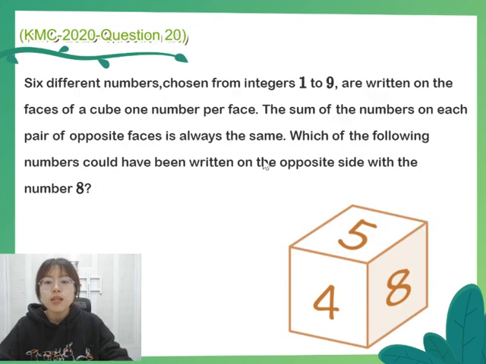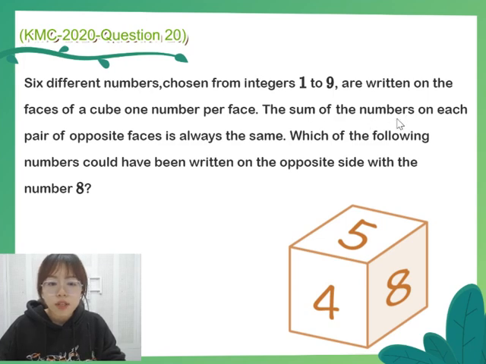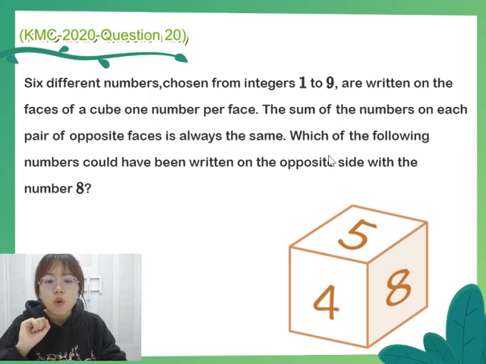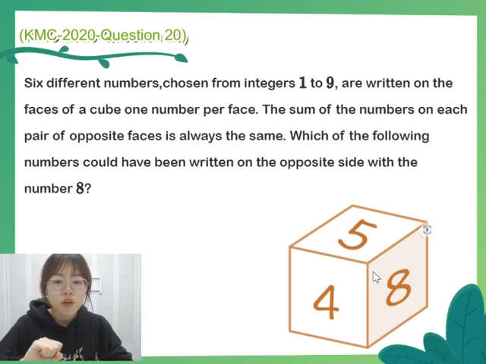Okay, let's go. Six different numbers chosen from integers 1 to 9 are written on the faces of a cube, one number per face. The sum of the numbers on each pair of opposite faces is always the same. So six faces, right? How many pairs? Three pairs. How many sums? Three same sums. Very good. So which of the following numbers could have been written on the opposite side of the number 8? So we need to find the opposite face of the 8.